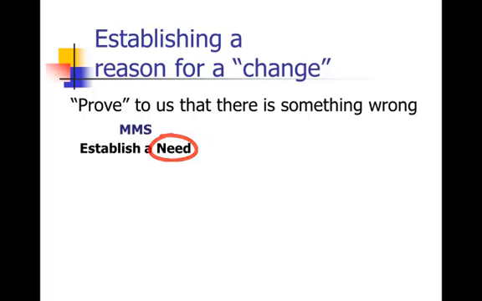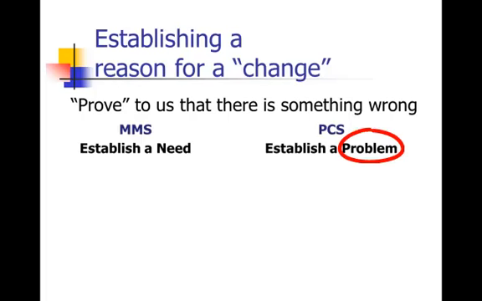In a sales speech, you may identify that the products or the services that we use aren't sufficient, don't work, have significant disadvantages, etc. You may even show us that there isn't a product available yet to meet that need. In problem cause solution, the term is a problem. You establish a problem. In Monroe's motivated sequence, there are multiple steps in establishing a need.